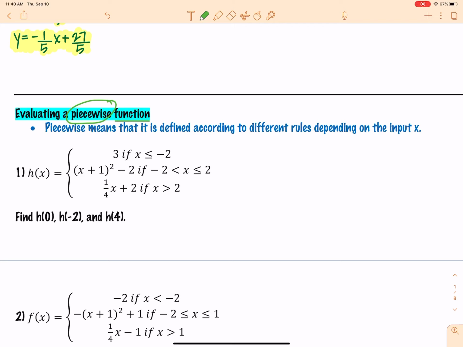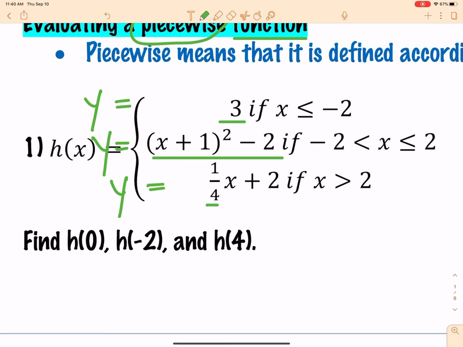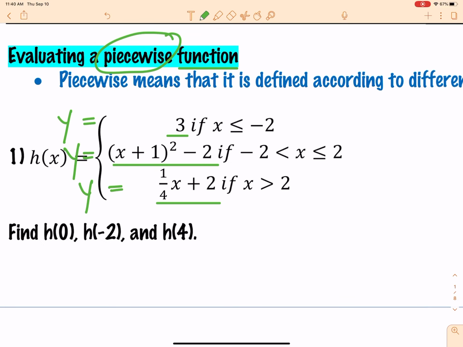So this is how you're going to notice how piecewise functions are written. You're going to have this big curly bracket. And then h of x, we also call it y, so it's y equals. And what this means is that y equals these 3 equations. This is y equals 3. This is y equals this, which is a parabola. And y equals 1/4 x plus 2, which is just a line that we've learned how to graph in this chapter. Okay, so it's just 3 graphs on one graph.